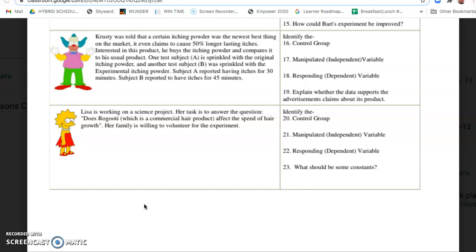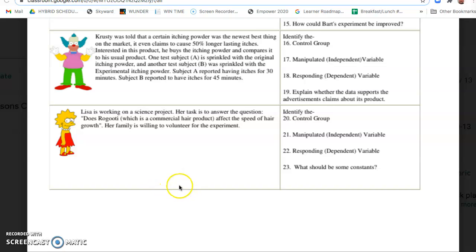When you design it, make sure you identify your control group, your manipulated or independent variable group, the responding variable, and what should be some constants. What are some things that we should keep the same?